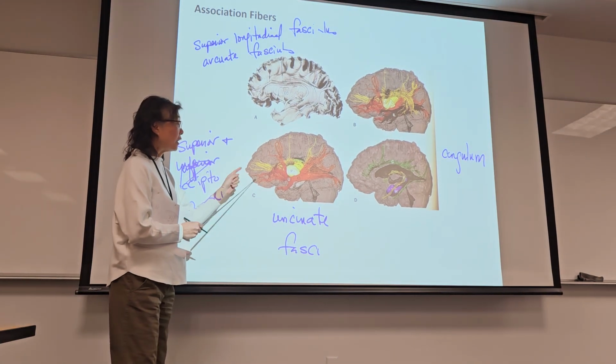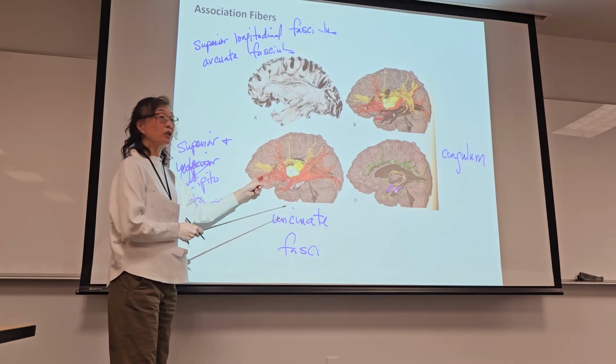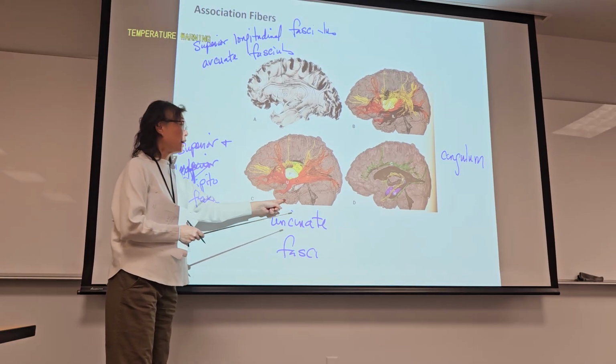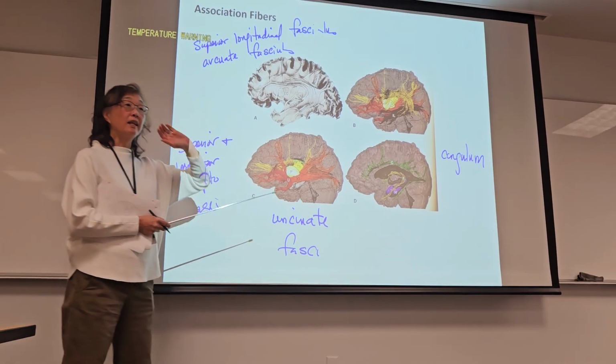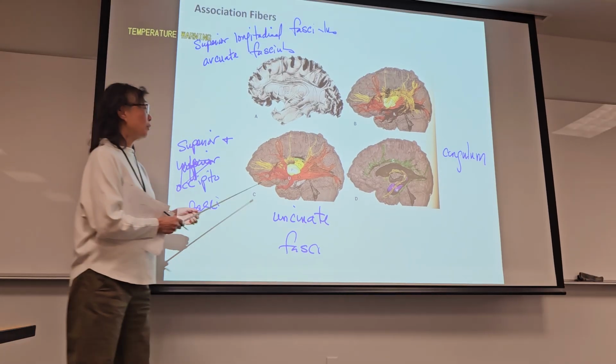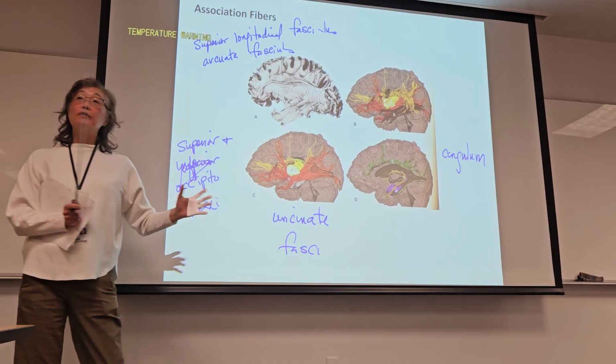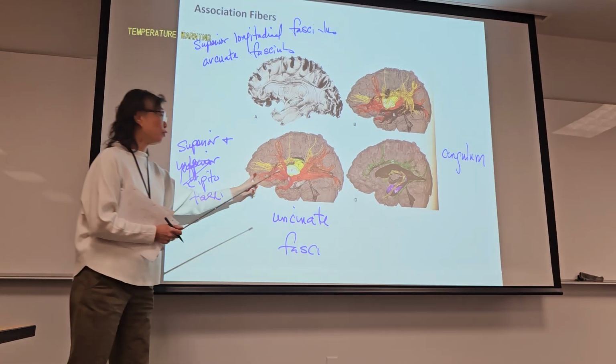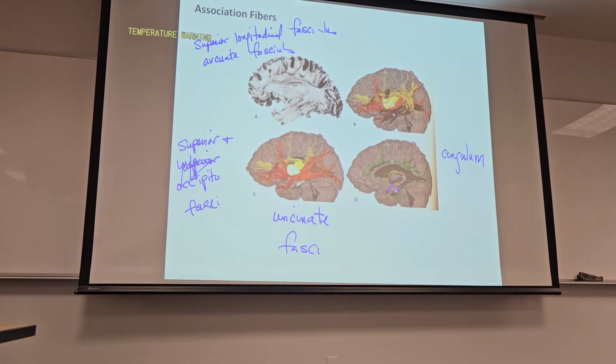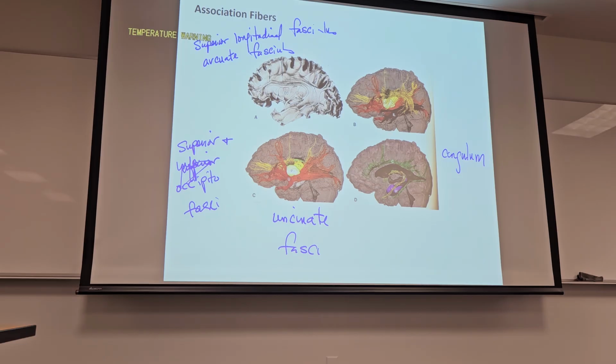The uncus, or the uncinate fasciculus, starts in the frontal lobe and then quickly whips around and goes into the temporal lobe. So it looks like a hook. So it's a quick connection between the front of the brain and this side temporal lobe. So it goes straight in there, and that's where the uncus gets its name from, the uncinate fasciculus.